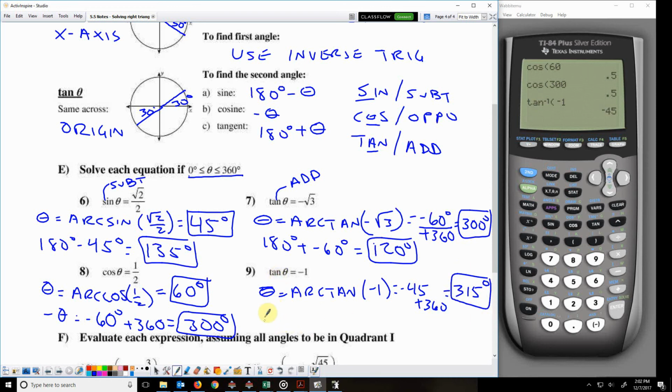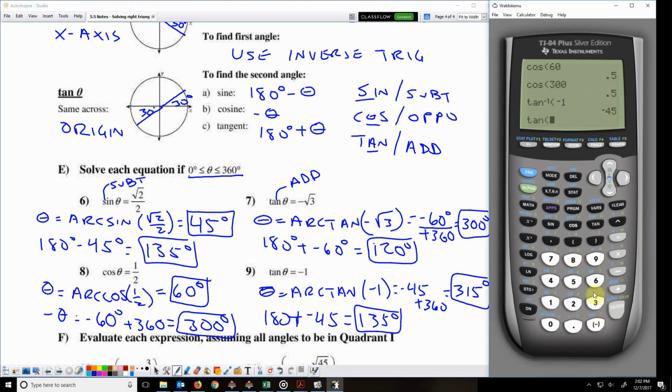Tan has an A for add, so 180 plus, and if I do the 315, it's going to be too big, so I'm going to have to subtract 360 to get a coterminal between 0 and 360, so instead I'm just going to do plus negative 45. 180 plus negative 45 is 135 degrees. I don't have to put -1 in the calculator, I just know that's going to be -1. So then tangent 315 is -1, and tangent 135 is also -1. That tells me we did these correctly.